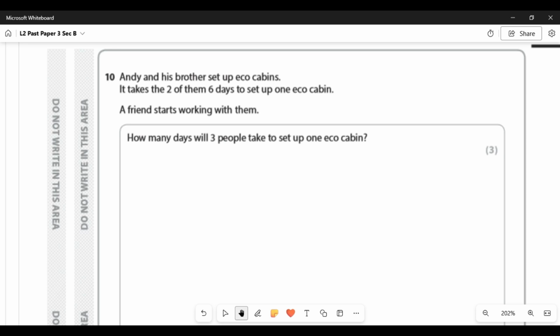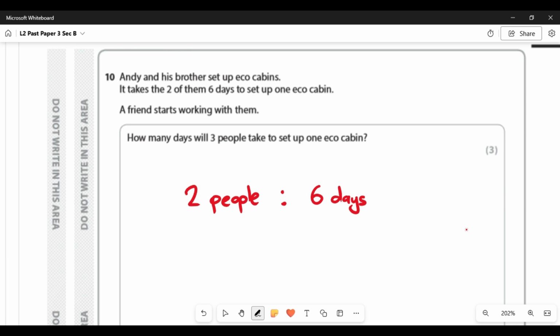So when you get anything like this, you should always double check, is this going to be direct proportion or inverse proportion? So sometimes certain tasks or jobs could take longer than expected or could take shorter depending on the situation. So in this case, they said 2 people represents 6 days to make this cabin. Okay, so to make the same cabin, how many days will it take 3 people?